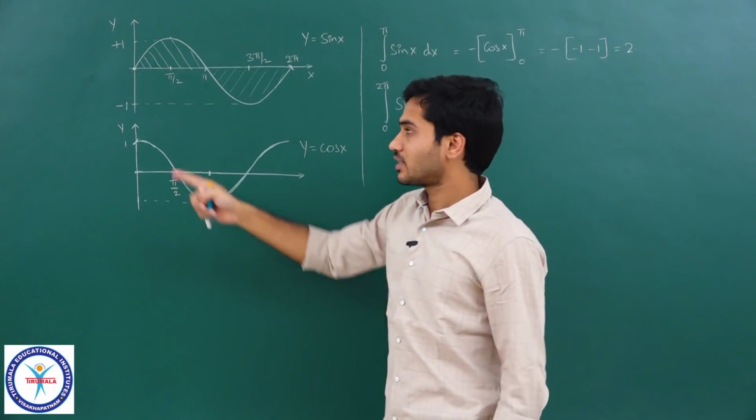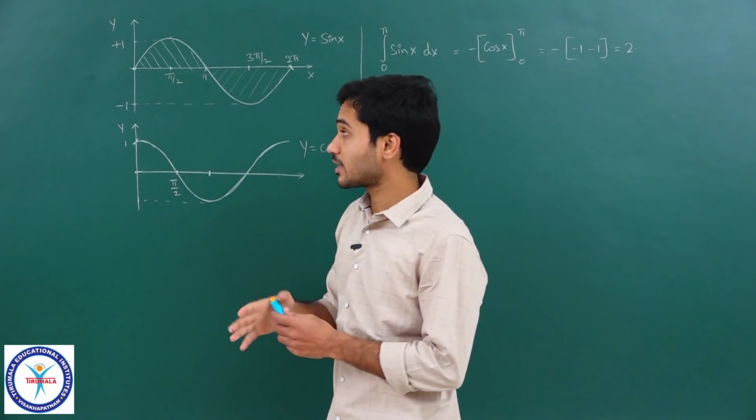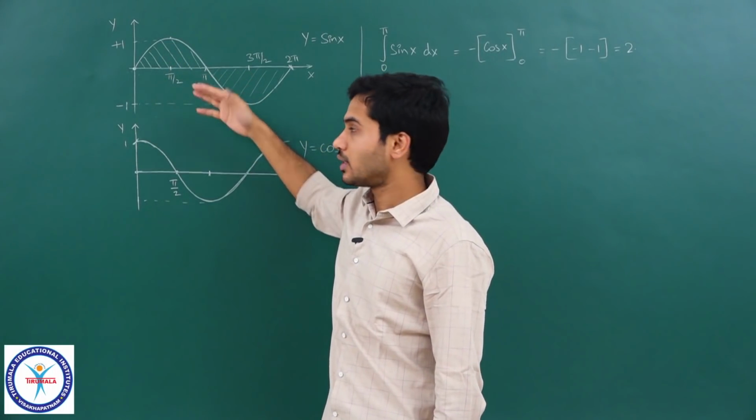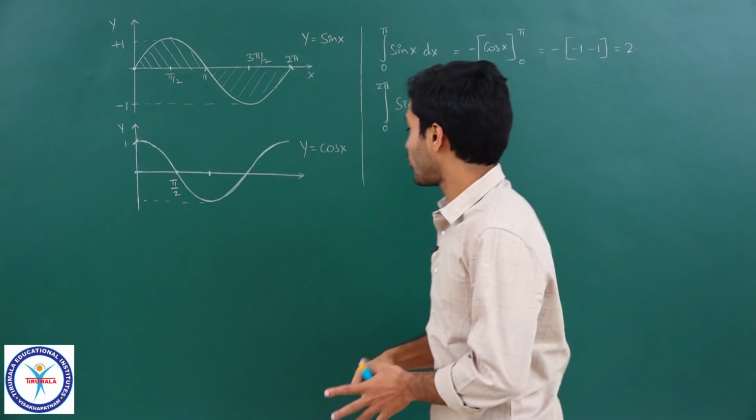So we can easily say that the graph would look similar above the x-axis as well as below the x-axis. So if this area is 2, this area should also be 2, correct? Which means 2 plus 2, I should get 4. So let's see whether I am getting 4 or not.